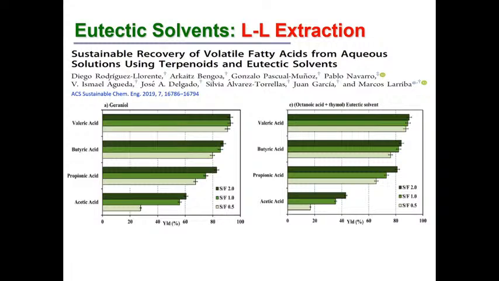So it's cheaper to use only the terpene here, but both of them can have a good yield in the extraction of this fatty acid, this organic acid. It's not exactly volatile fat, né? Fat for me is above C8, below C8 is just organic acid.